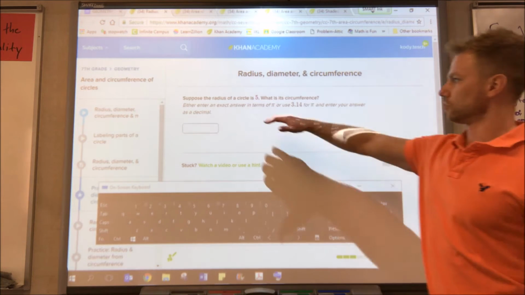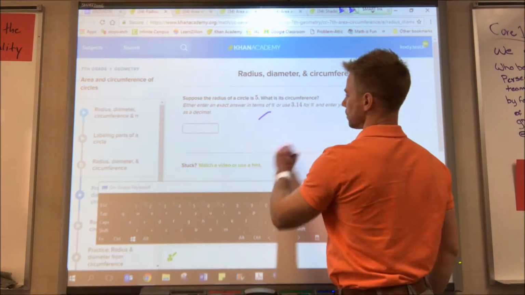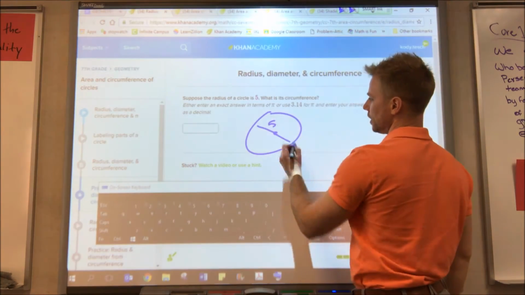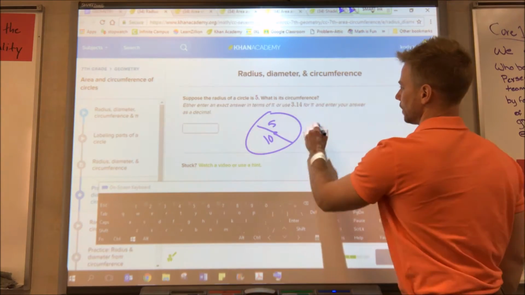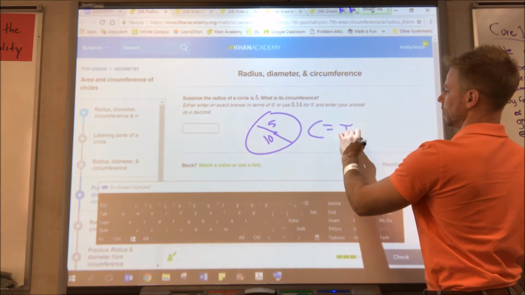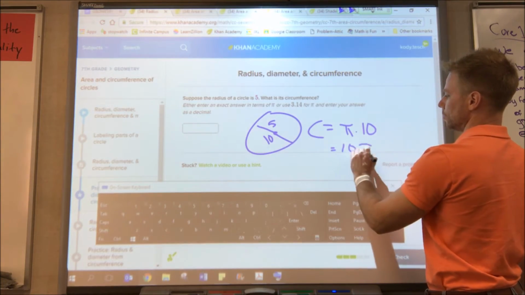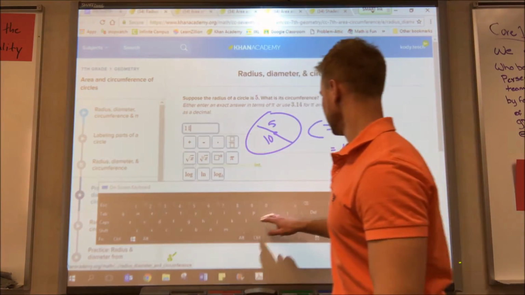Okay, this says suppose the radius is 5. What is the circumference? If the radius is 5, then what would the diameter be? The diameter would be twice as long, which would be 10. So I'm going to do c equals pi times 10, because that's the diameter, which is 10 pi. Plug in my exact answer.